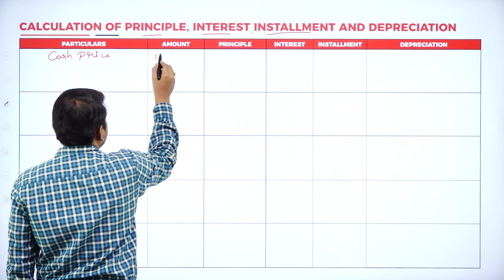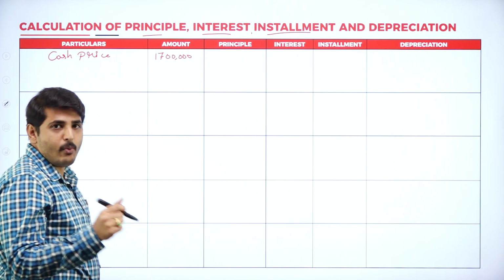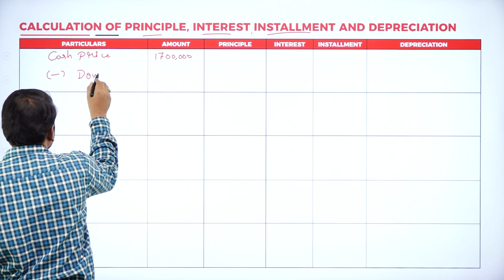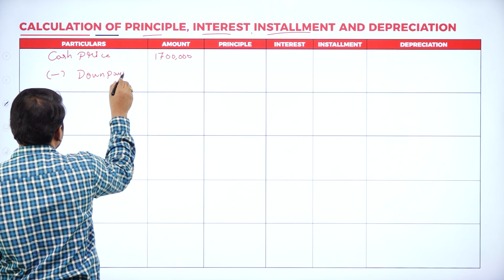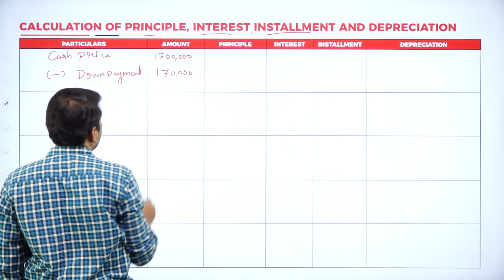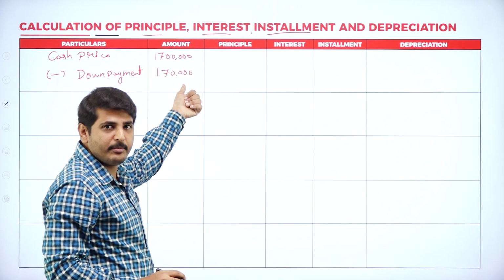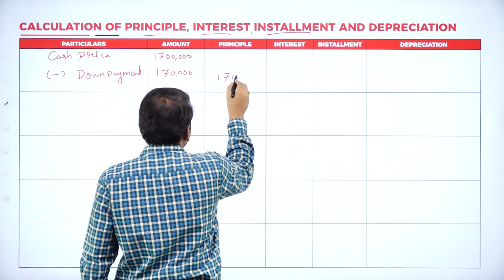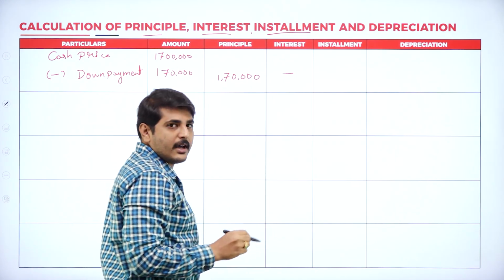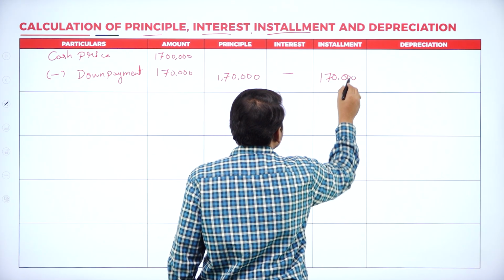So cash price is 17 lakh. What is our down payment? Direct down payment. 1,70,000 is our down payment. So when we are paying the down payment, the down payment is also a part of principal. So it is 1,70,000 right here. It is a part of principal. There is no interest for the down payment. So the installment is we are paying 1,70,000 on the day of purchase.